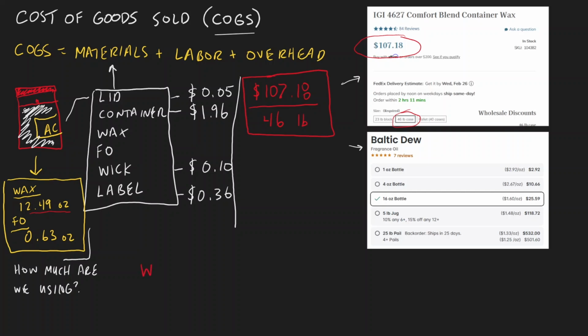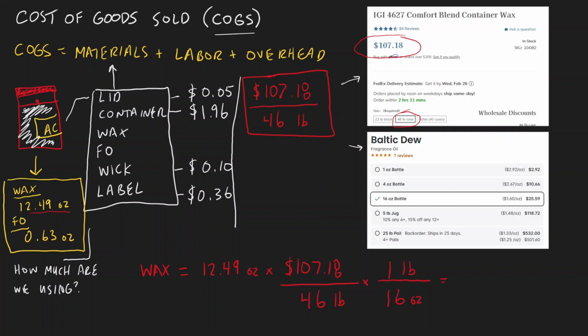Our wax cost is going to be this. Wax equals 12.49 ounces. We're going to multiply that by $107.18 divided by the 46 pounds. And then we need to convert our pounds to ounces. So we'll say for every 1 pound, we have 16 ounces.